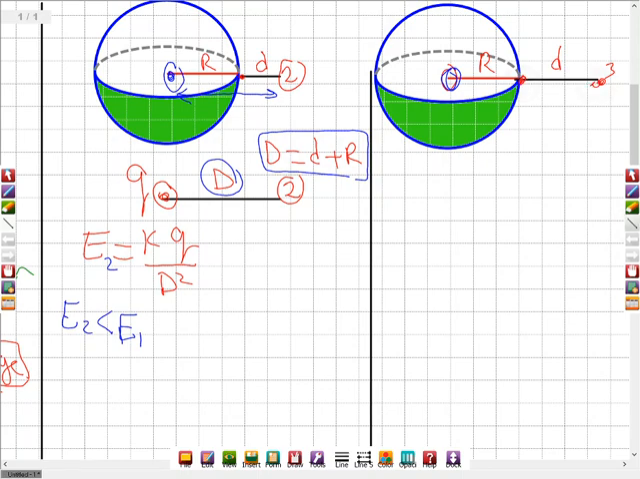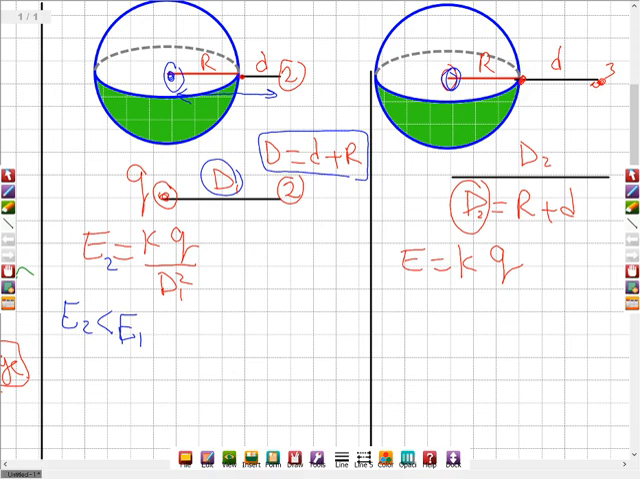Then everything from here to here is my big D. My big D equals R plus D. In this case, the distance D is bigger than this distance. If you want, I'm going to make this D1 and this D2. E equals kQ.